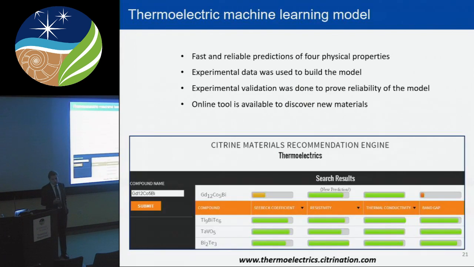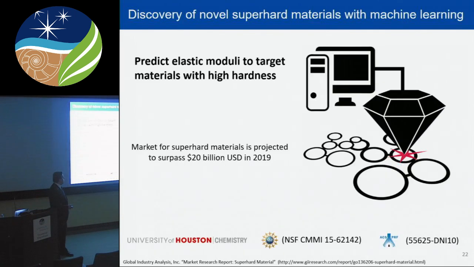So overall, you can also think about machine learning as an online tool that you can put up online, so that people can come to your website and explore different materials or just get some predictions by simply entering the formula. That was one application of a machine learning model. I will show you another application of a machine learning model.